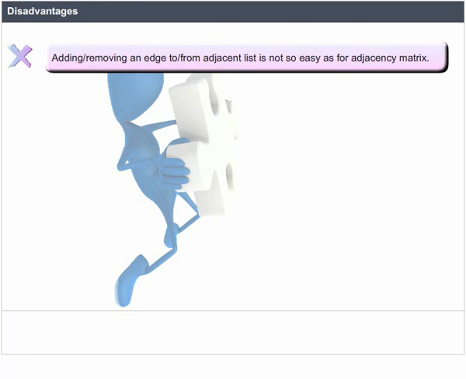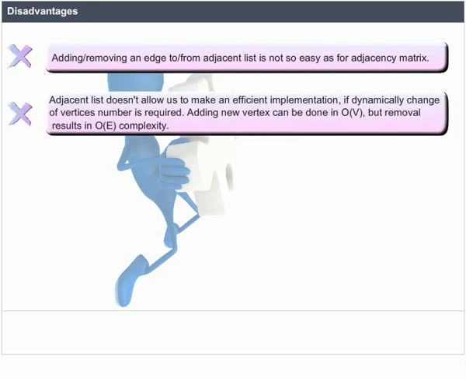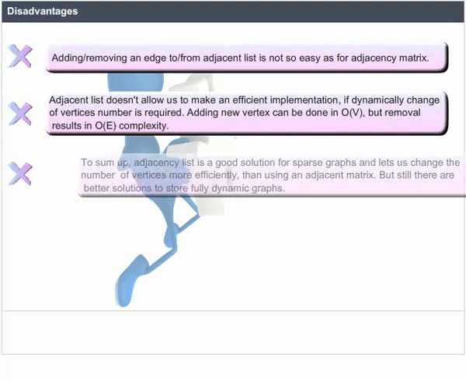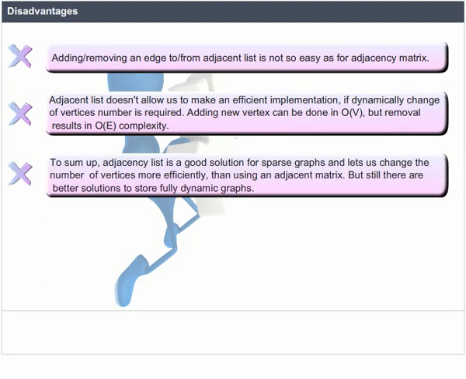Disadvantages. Adding or removing an edge to or from an adjacency list is not as easy as for an adjacency matrix. Adjacency list doesn't allow an efficient implementation if dynamic change of the number of vertices is required. Adding a new vertex can be done in O(V), but removal results in O(E) complexity. To sum up, adjacency list is a good solution for sparse graphs and lets us change the number of vertices more efficiently than using an adjacency matrix. But still, there are better solutions to store fully dynamic graphs.